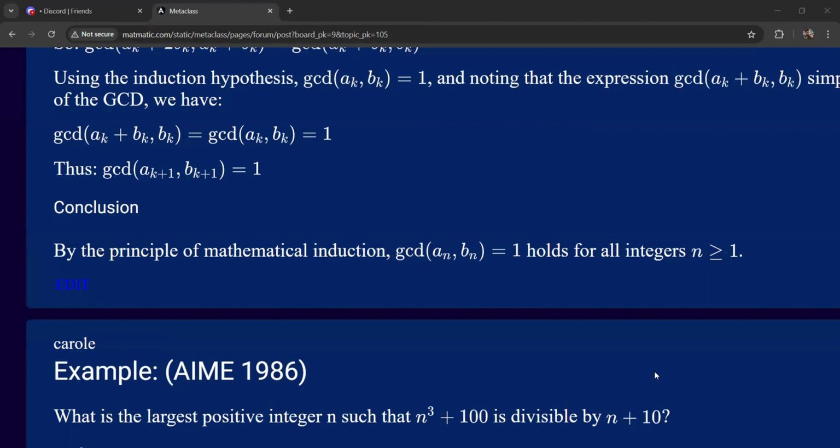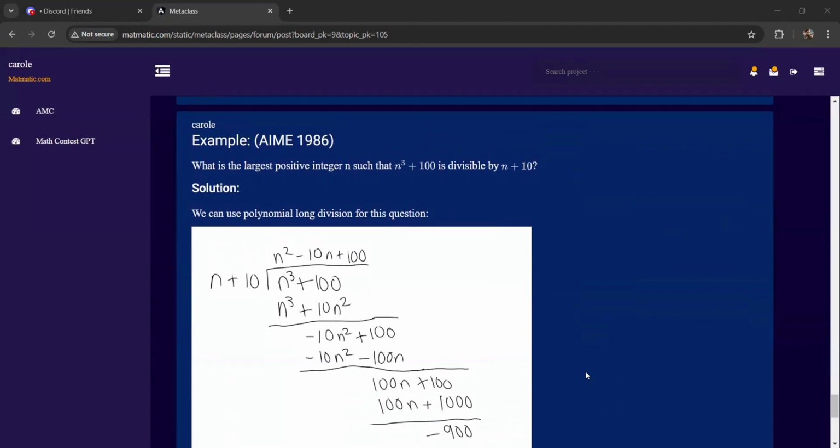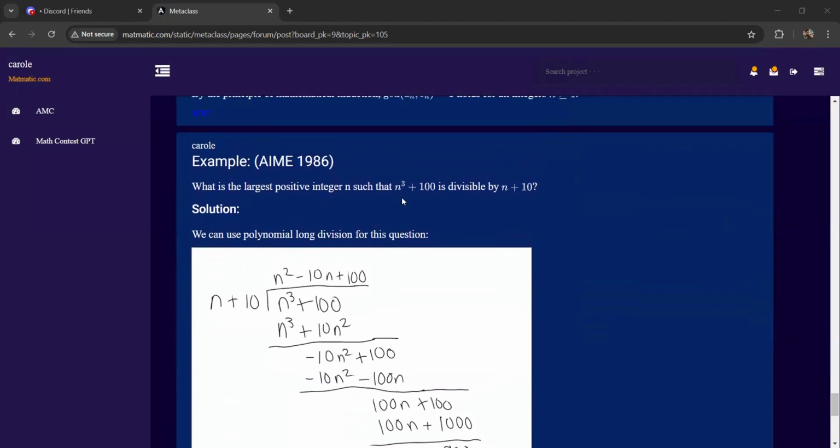Okay, so it's been like 3 minutes. Hopefully you guys have tried this. Okay, so essentially, we can also use polynomial long division for this.